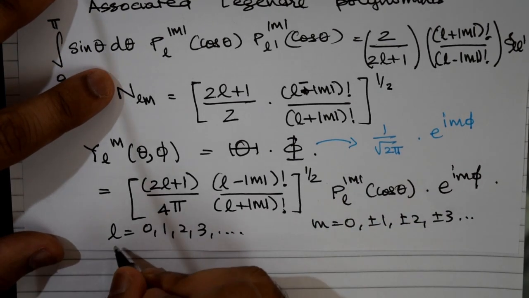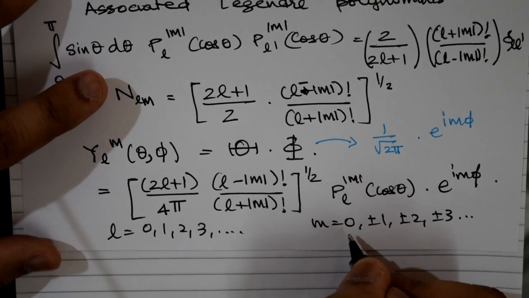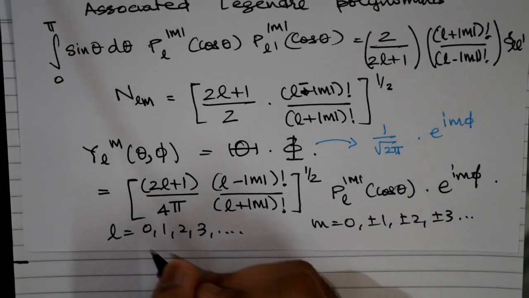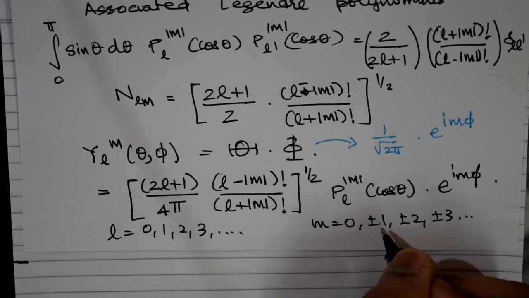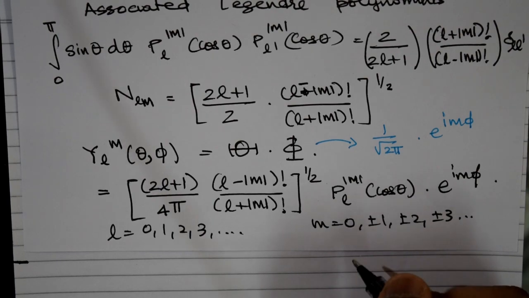For instance, if L is 0, m can only take the value 0, and when L is 1, m can take the values plus minus 1 and 0. Basically, it's going to increase the number of levels. So what is that going to end up doing? So let's do it for a few set of cases.